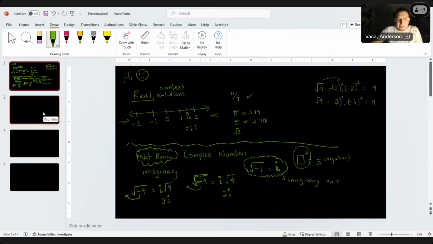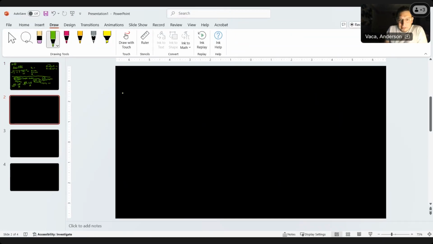Alrighty then, I'm going to move on to another slide here, and I'm going to call this slide complex numbers. On the previous slide, I kind of showed you where they're coming from, but I need to be a little bit more technical. A complex number is made up of two parts. It's made up of a real part and an imaginary part. So every complex number has a real part and it also has an imaginary part.